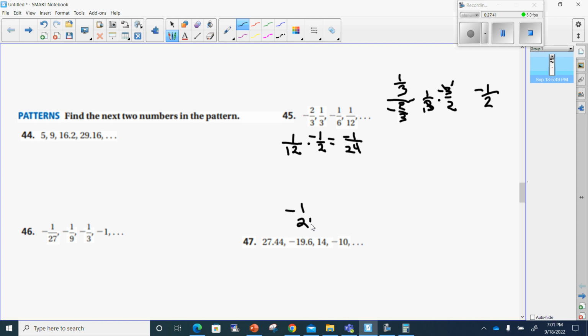But remember, it asks for the next two numbers. So once again, I'll have to multiply this by negative 1/2. A negative times a negative equals a positive, and 1 times 1 is 1. And 24 times 2 is 48. So this is 1 over 48. So the next two numbers will be negative 1 over 24 and positive 1 over 48.